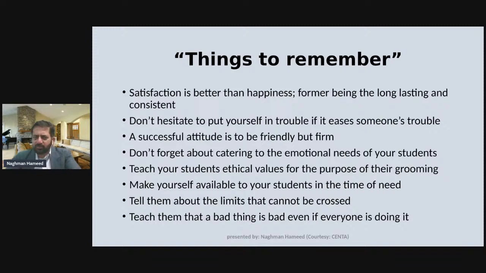Not always. We can talk to students, not directly that you are feeling emotional stress. Indirectly we can talk to students so that there is some type of solidarity, some sort of consistency in their emotions. So teach your students ethical values for the purpose of their grooming. That's a common thing. Many teachers do that. Make yourself available to your students in the time of need. That's also a common practice, right?